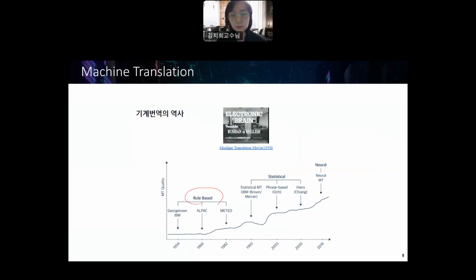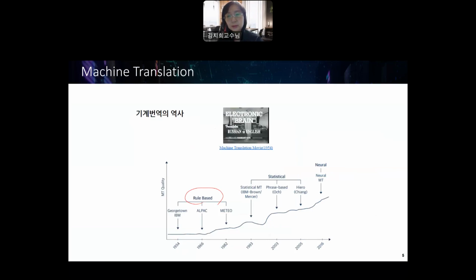And for a while, there were statistical techniques from the early 1990s to the early 2000s. There was statistical MT, phrase-based approaches, and so on. If you go to machine learning or natural language processing conferences, most of them discussed the statistical approach.